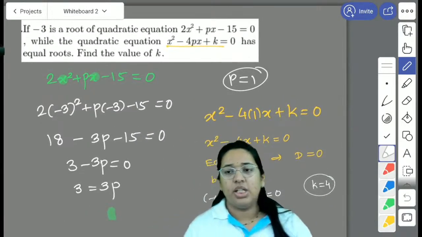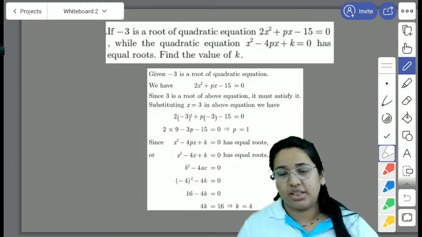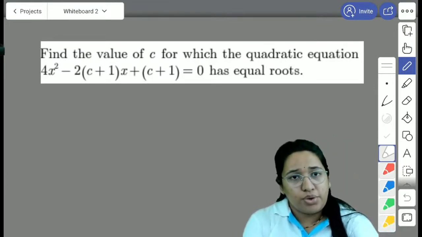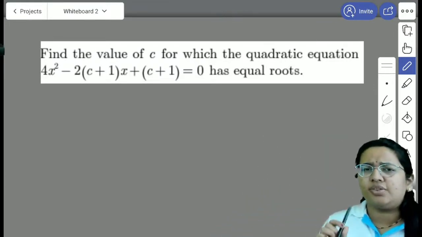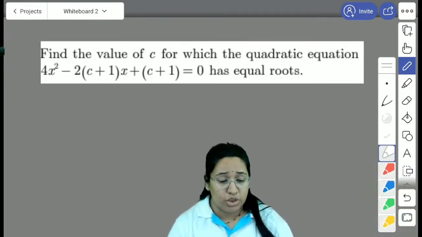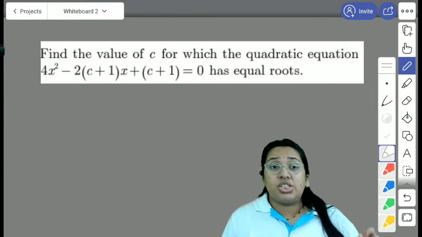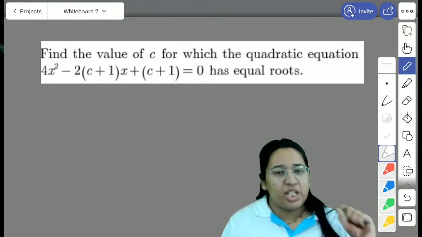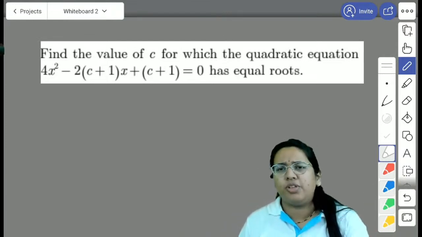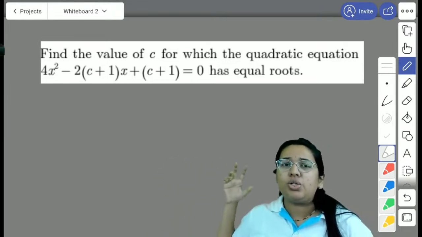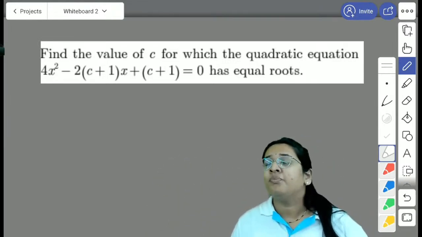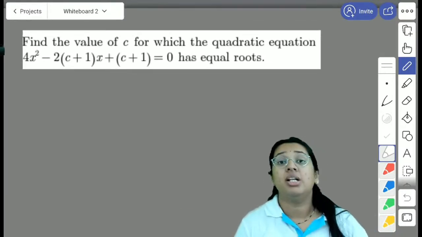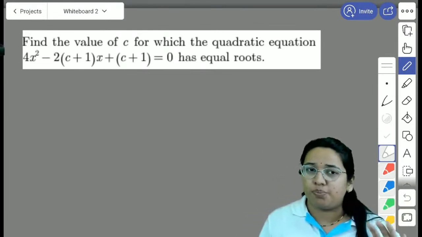Then, getting this one, we'll just go through the last two examples and then we'll stop for today. See, here you have to find the value of c for which the quadratic equation has equal roots. For this session, each and every question has been handpicked for you. All these questions are very important for your board exam. Definitely, you can see one or two such questions in your exam. So do it properly, and remember that the presentation should be broad.